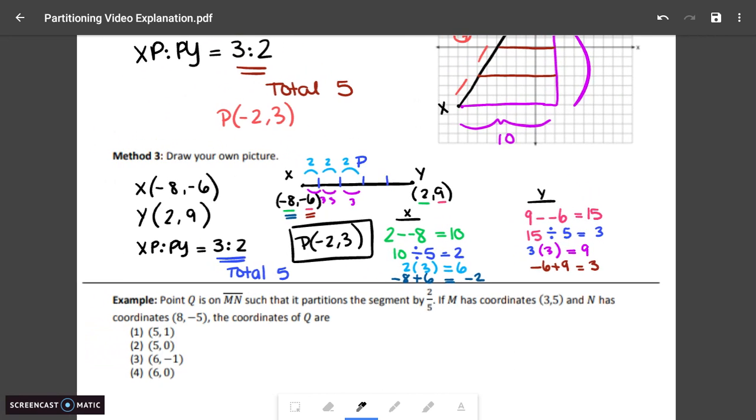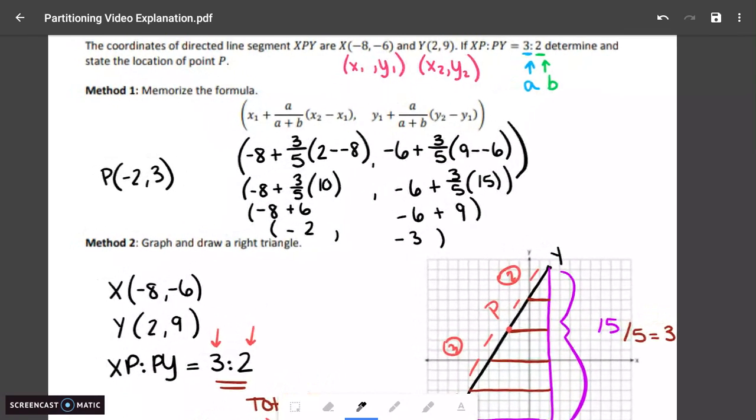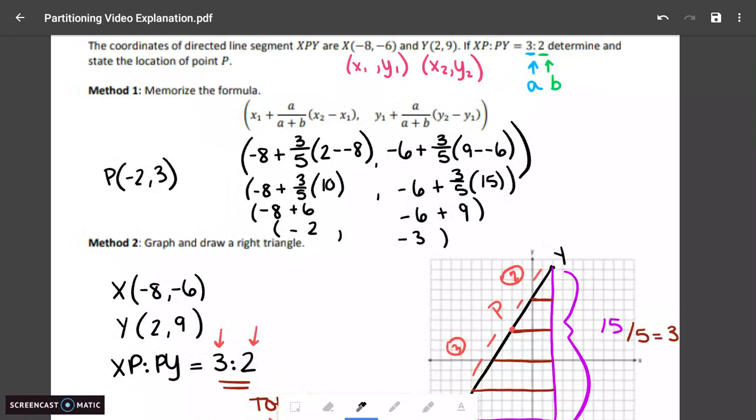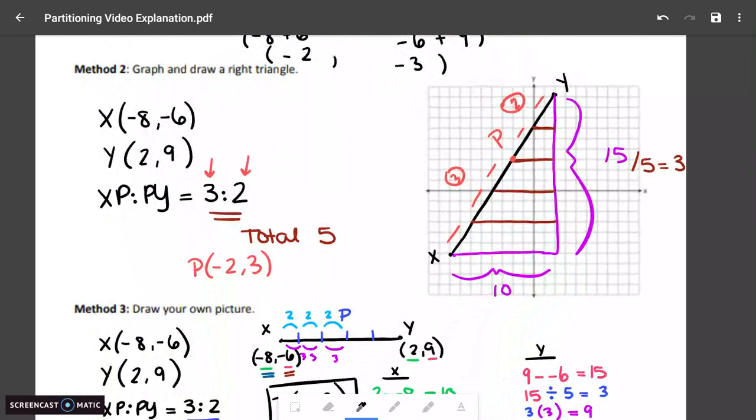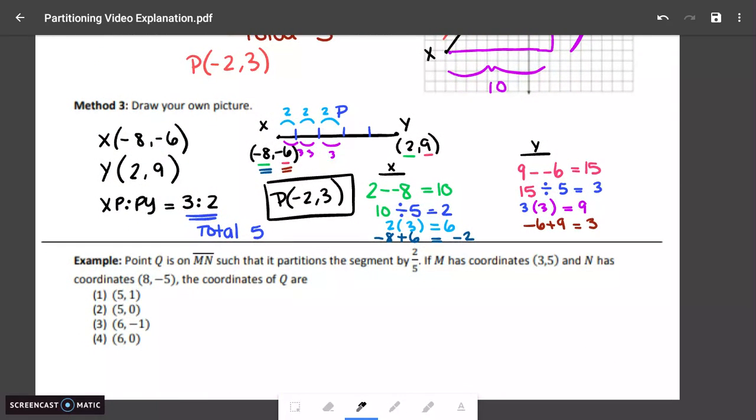So each of these answers got us the same thing because they're all equivalent methods. If I go back to the beginning, if you're good with a formula and memorizing one, you can definitely use method 1. If they provide a graph and you like this visual aspect, then go with method 2. And if you're like me who likes to draw their own picture and try to make the visual happen and understand where this is all coming from, we can go with method 3.